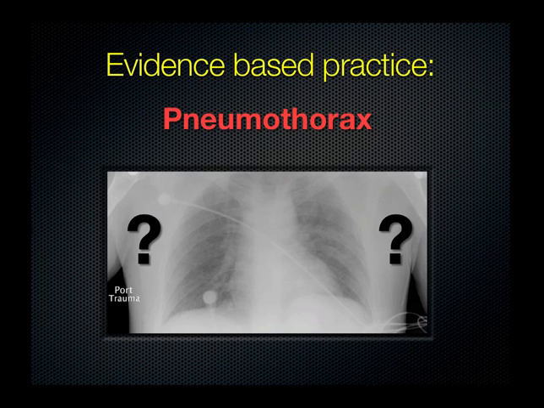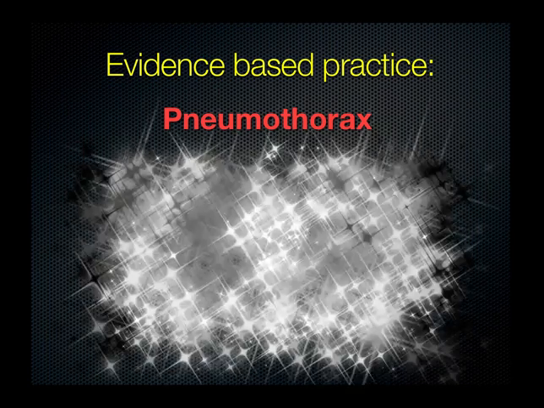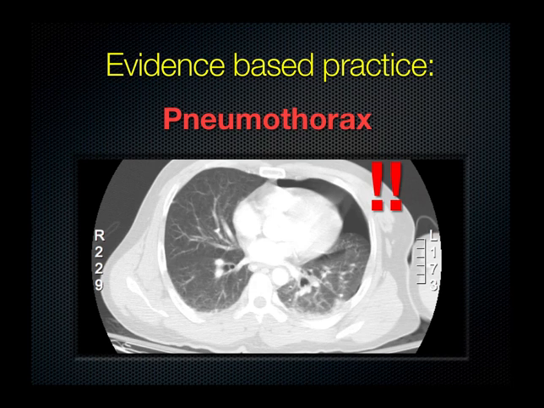Here's an example. What's wrong with this picture? Well, it doesn't look like anything. Your patient is short of breath. It looks like they may have some fluid overload, but you would completely miss the underlying reason for this patient's shortness of breath, which is seen on CT. This patient has a large anterior pneumothorax, which was not appreciated on the chest x-ray.